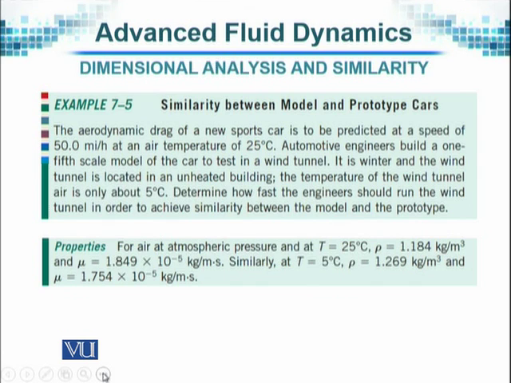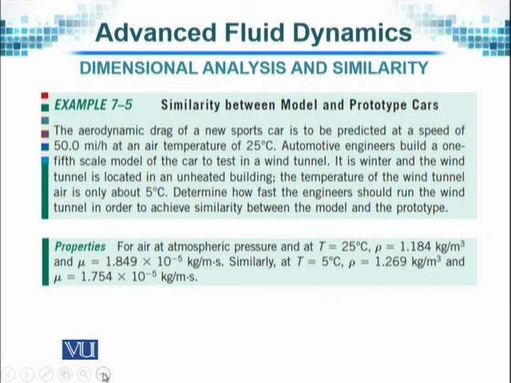First, we write down the given data. For atmospheric pressure and a temperature of 25 degrees centigrade, the density rho is 1.184 kilograms per meter cube, and mu, the coefficient of viscosity, is equal to 1.849 into 10 to the power minus 5 kilograms per meter second.